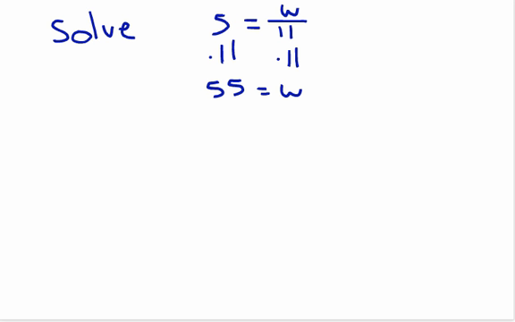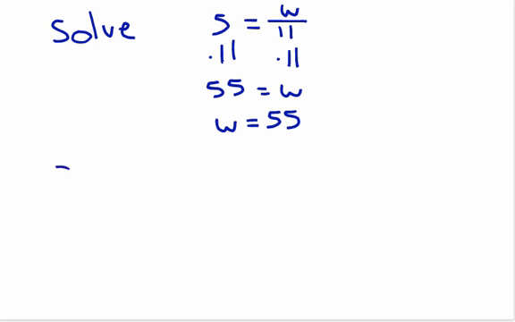Now, technically, when we're writing this out, we would never write 55 equals w as a final answer. It's just a mathematical standard that the variable is always on the left-hand side when you're writing out an answer like that. So we'd probably want to rewrite it as w equals 55. And again, that's more just because that's the way it's standardly done. 55 equals w is saying the same thing.